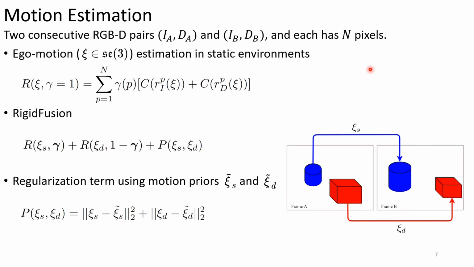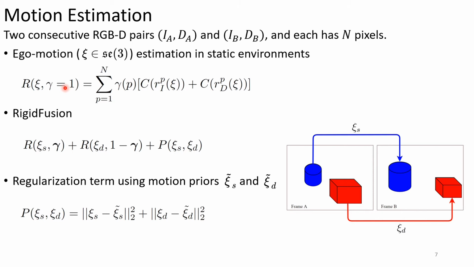More concretely, for motion estimation, let's generally consider two RGB frames A and B, and each contains n pixels. In static environments, we only need to estimate the camera ego motion. This can be achieved by minimizing the intensity and depth residues over all pixels. Here, gamma represents the probability that a pixel belongs to the static background. This is used to weight the residues so that only pixels belonging to the static background can have a high contribution. So in static environments, gamma equals 1 for all pixels.